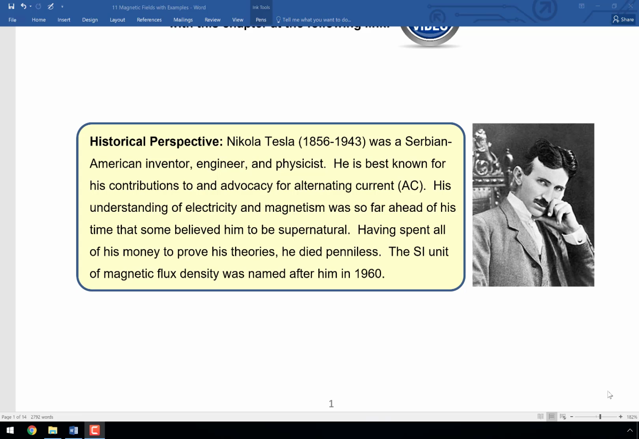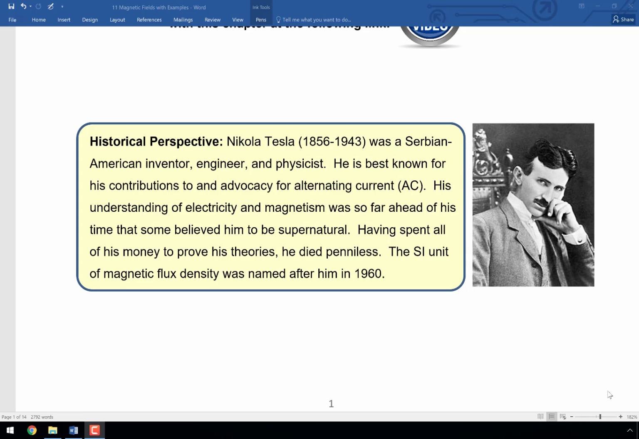The unit of magnetic flux density is the Tesla, named of course after Nikola Tesla. You probably have heard of him. He's very popular in culture today. He's best known for his contributions to alternating current. He's also known for having quite a feud with Thomas Edison, who was a big advocate of DC, direct current.